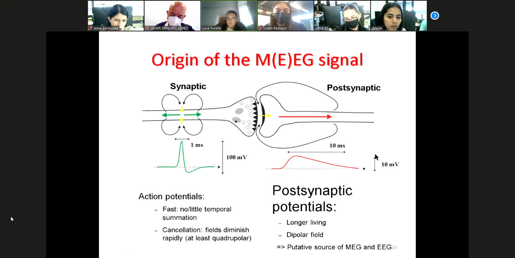Why this? Even if the average amplitude of the signal is lower than action potential, the activity of postsynaptic potential is much longer. This allows thousands or millions of neurons' postsynaptic activity to be summed up together in time, and so we can basically record the activity of quite synchronized neuronal populations using these types of technique.